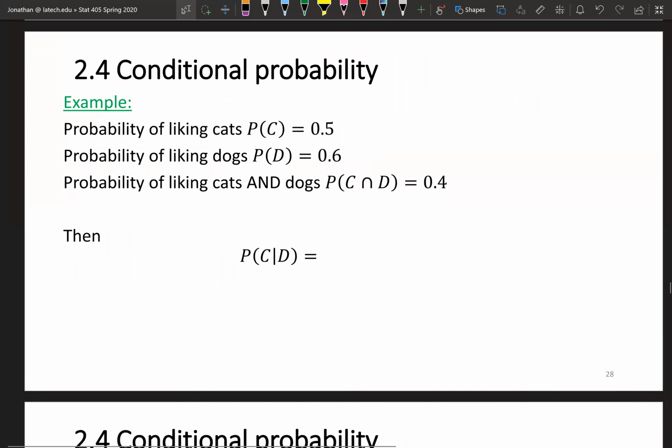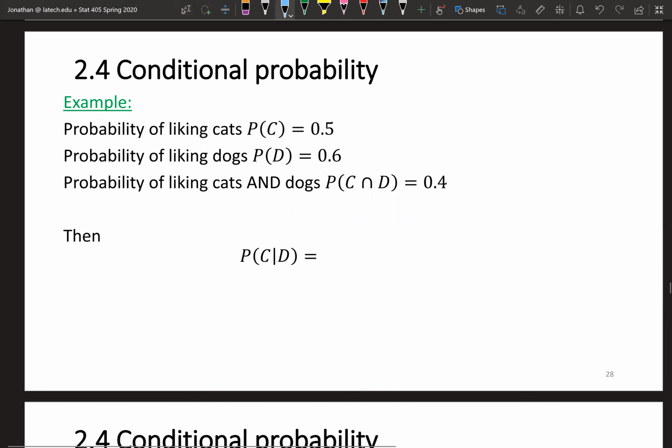All right, so the probability of liking cats apparently is 0.5. So half of people seem to like cats and the other half seem to not like cats. Now, the probability of liking dogs is 0.6. And then the probability of liking cats and dogs is 0.4. Find the probability that you like cats given that you like dogs. So what is the probability that you like cats given that you like dogs?